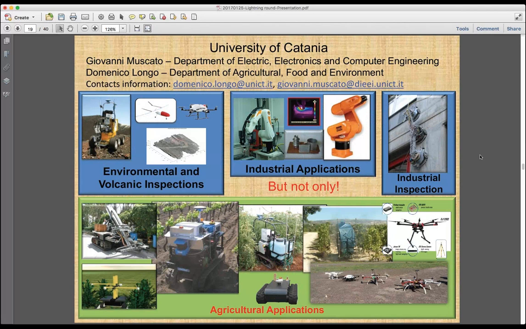Do we have Giovanni or Domenico? Yes, I am Giovanni Muscato from the University of Catania, Italy. Here in Italy it's 9:20 p.m. We at the University of Catania have been involved in different projects, not only for agriculture, but also for volcanic inspection, industrial application, and industrial inspection. In particular, as regards agriculture, we have been involved in an orange picking robot, an artichoke picking robot, but also an autonomous spraying robot for vineyards and for greenhouses. Recently, we are working on the adoption of drones, in particular for mapping outdoor environments, for autonomously computing traversability paths for autonomous systems, for agriculture applications, and also for field robotics.